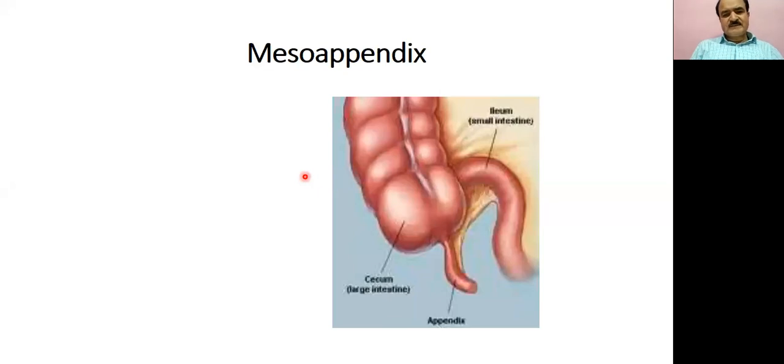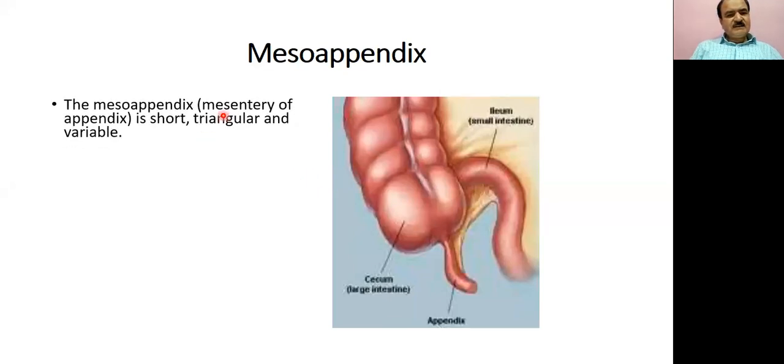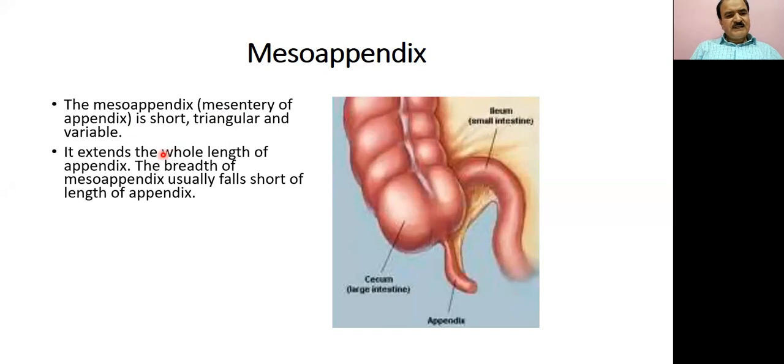Coming to the mesoappendix, the mesentery of the appendix. The mesoappendix is a triangular fold, and it is variable in shape. It occurs along the whole length of the appendix. The breadth of the mesoappendix usually falls short of the length of the appendix.